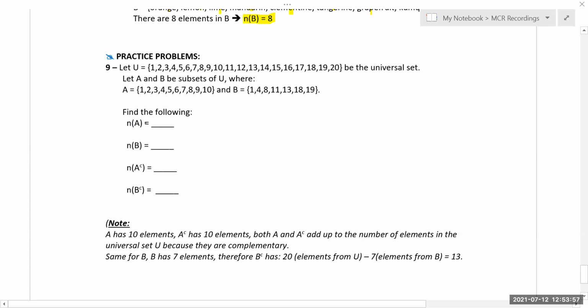So the cardinality of A is physically the number in A. There's 10. The cardinality of B is 1, 2, 3, 4, 5, 6, 7. All right, so for A complement, you could do it a couple ways. You could actually write what A complement is. Or you could see if there's 10 in A and 20 in U, then the other 10 have to be what's in A complement. Same for B complement. There's 20 in U, there's 7 in B, so there's 13 in B complement. Okay. So that's what I have written down here.